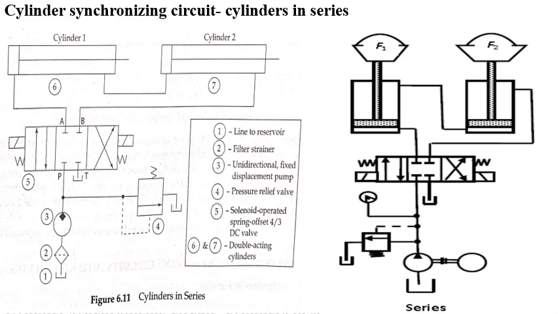Here, for the extension stroke, the pump flow is connected to the left envelope. When it is connected to the left position, what will happen? Look at this. When the 4/3 direction control valve is shifted to the left envelope, the flow path configuration is like this.